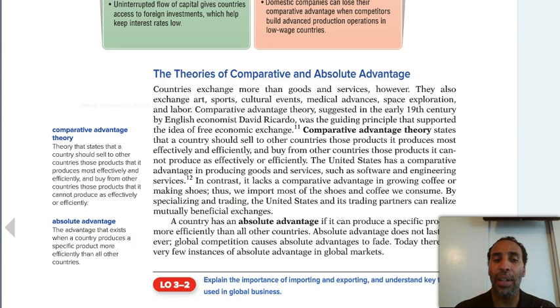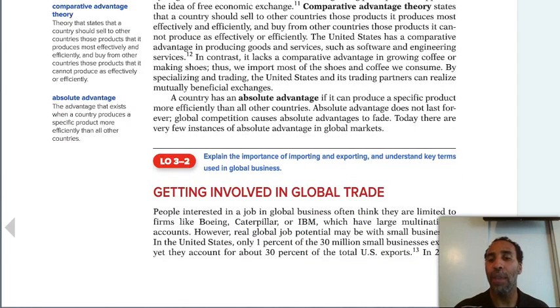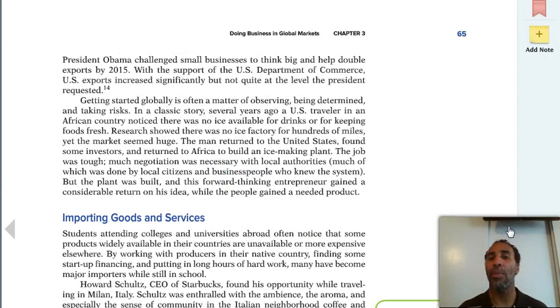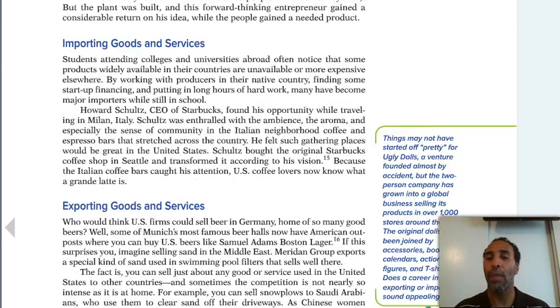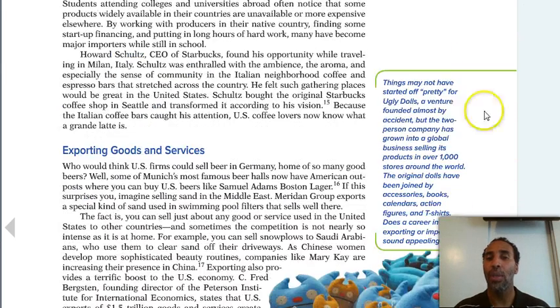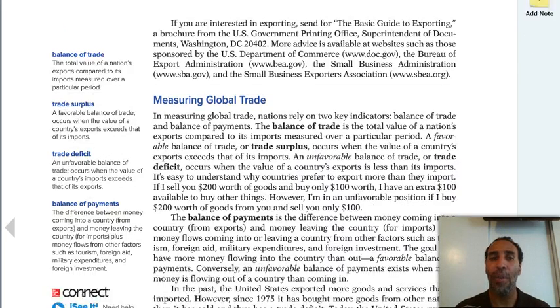Absolute advantage is the advantage that exists when a country produces a specific product more efficiently than all other countries. So you've got it. You're the only show in town, and you should definitely produce that and sell it to everyone else. All right, just be smart about your business. Read the little story right there about the Ugly Dolls. That one's interesting. Short story though.